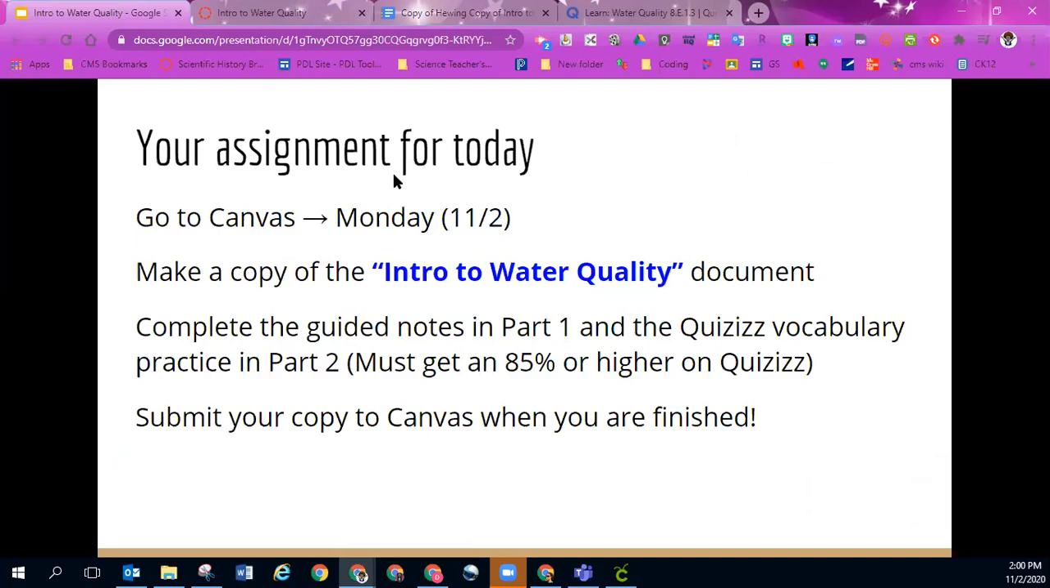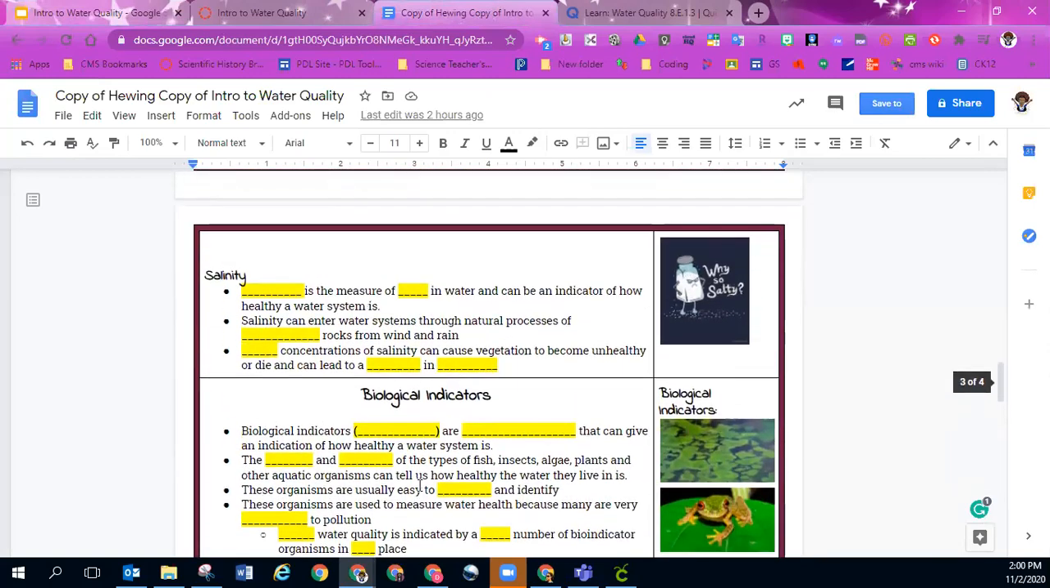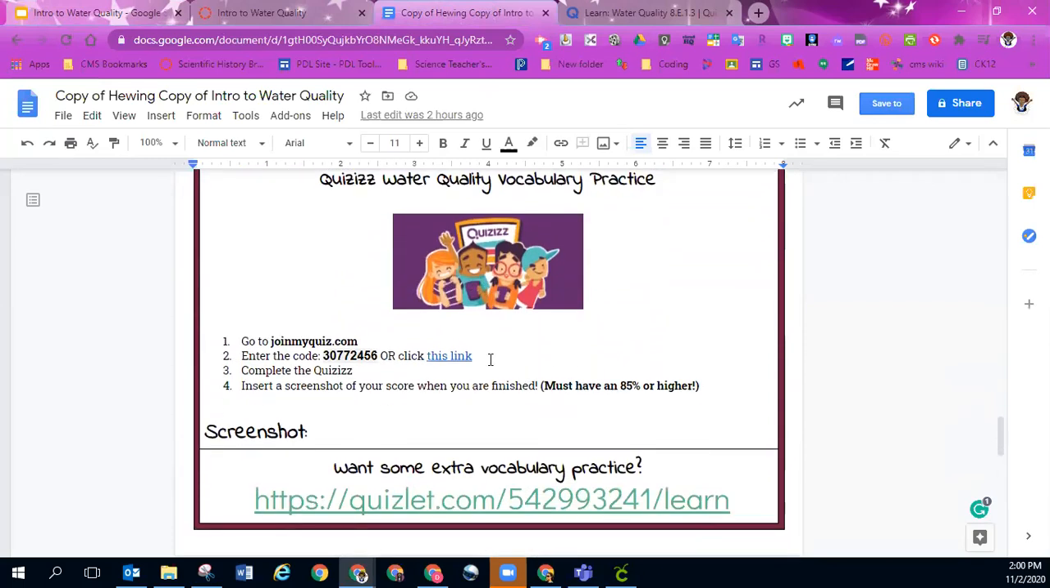So what we are going to do, you should already have this document open, and we should already have all of our notes done. We're going to go down to part 2, where we're going to actually practice our water quality vocabulary using quizzes. So if you click the Join My Quizzes link right here, or you can go there and put the numbers in. I know some people use the app on their phone, or they prefer to just put the numbers in, because sometimes the link doesn't always work, but it should.